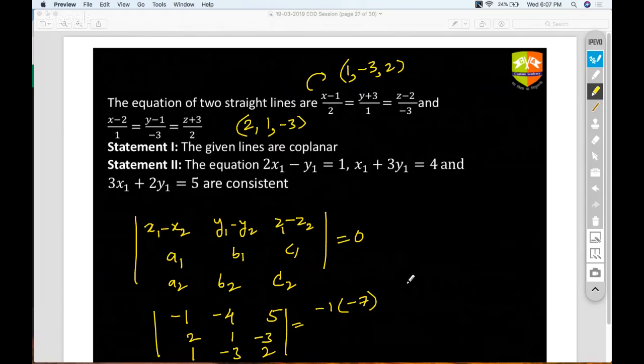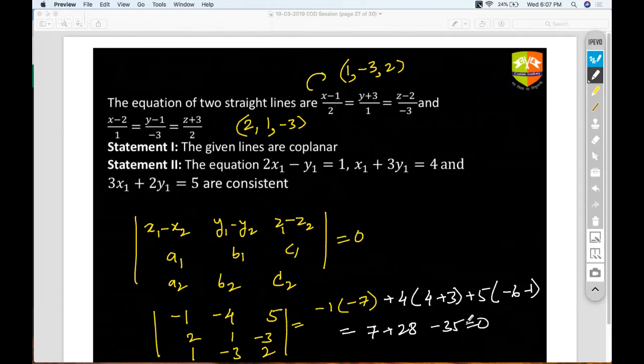By the way, if you look at statement 2, it doesn't talk about all these things, right? So I'm just doing this to confirm whether these two lines are coplanar or not. So 4 plus 3, and 5 minus 6 is minus 1. So that's going to be plus 7, and this is going to be 28 minus 35. Yes, it's coming out to be 0. But this is not the intended way in which we are supposed to solve this question.